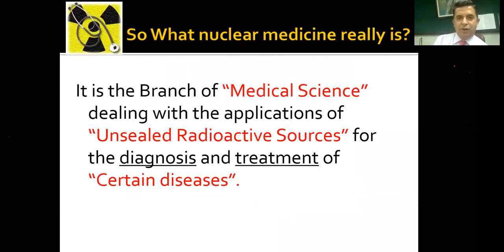And now I'm coming to the definition of nuclear medicine: it is that branch of medical science that deals with the applications of unsealed radioactive sources for the diagnosis and treatment of certain diseases. So it's not like homeopathy or any other science which claims to be effective in every kind of disease. In certain diseases, we have the capacity to treat and diagnose, and we use unsealed radioactive sources for this purpose. That is how we define nuclear medicine.